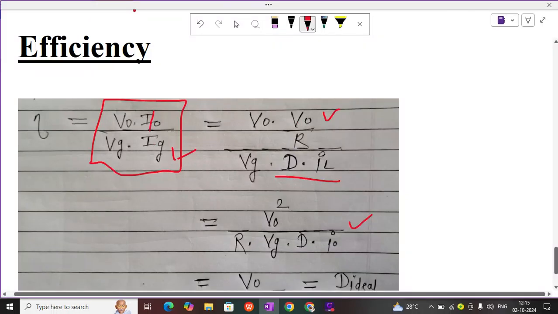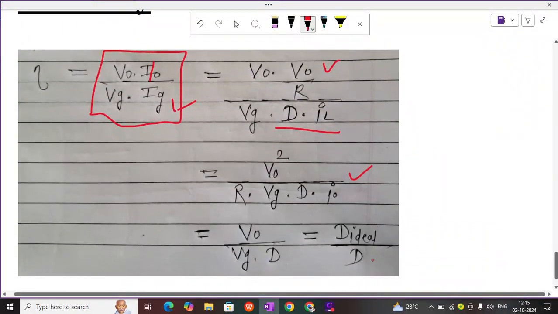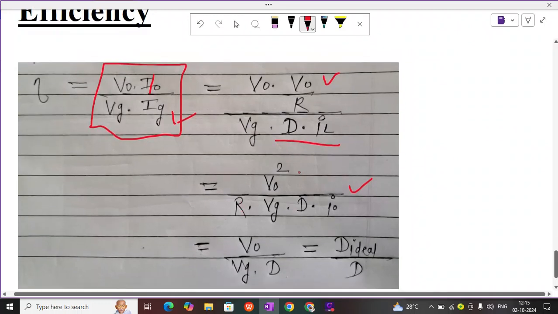From this I have just calculated a few things, and directly here I can cancel I naught and IL, since I naught and IL are the same. What I come up with is that V naught by Vg is my D, that is D ideal, and the same thing I have done here. Just cancelling out a few things, you will come up with D ideal by D as my efficiency expression for the practical buck converter. This is the final expression which we are very much interested in, and this video is about how to derive the efficiency expression for the buck converter.